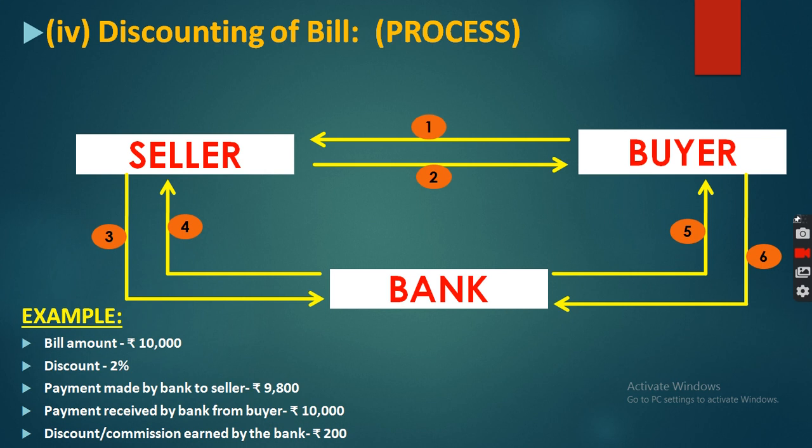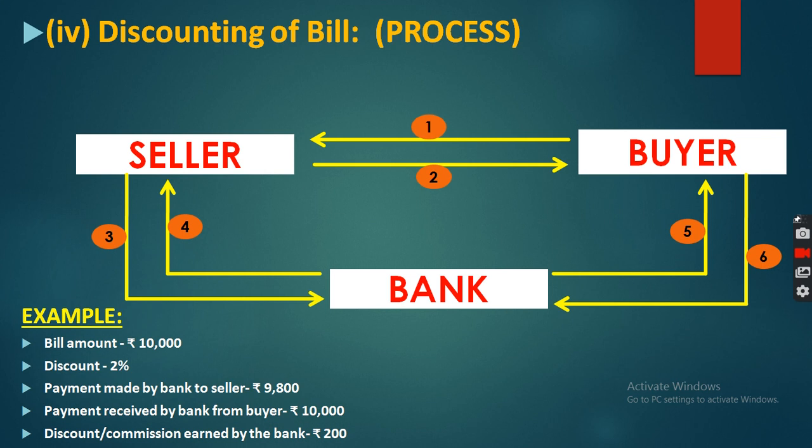Due to some emergency case, the seller has a requirement of money. So the seller asks the bank and represents the 10,000 bill amount. In third step, how much of a bill will the seller show the bank? 10,000. Now the bank will charge 2% discount. Clear? The seller represents a 10,000 bill amount to the bank. Now the bank will charge 2% discount. Clear? So after deducting discount, 2% of 10,000 means 200 rupees. So in fourth step, the bank will pay 9,800 to the seller.